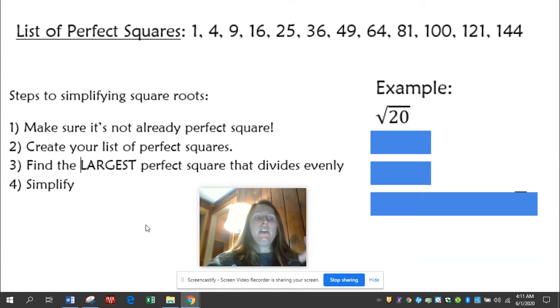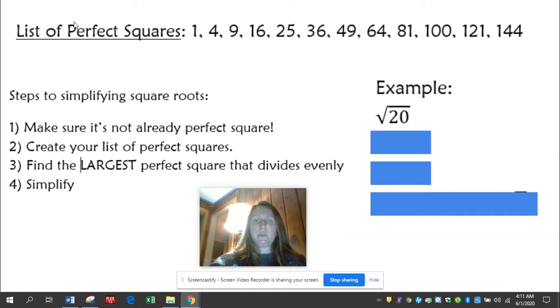If you type in a square root and get a decimal, you got to go on to the next step. So the next step, after making sure that it's not already a perfect square, you just can't take the square root of it already, is you need to create your list of perfect squares. Now this list of perfect squares I provide here for you, and I also provide it on the work you have to do on your green slide.